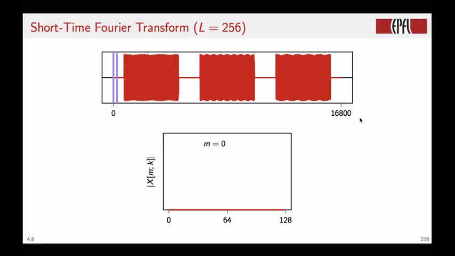So let's apply this strategy to the DTMF signal. We have 16,800 samples, and we take a window size of 256 points. And suppose we start at 0, we take therefore the DFT of this little chunk. The content of the chunk is pure silence, so the DFT coefficients will be identically 0. Here in the lower plot, we show the first half of the DFT vector because the signal is real.